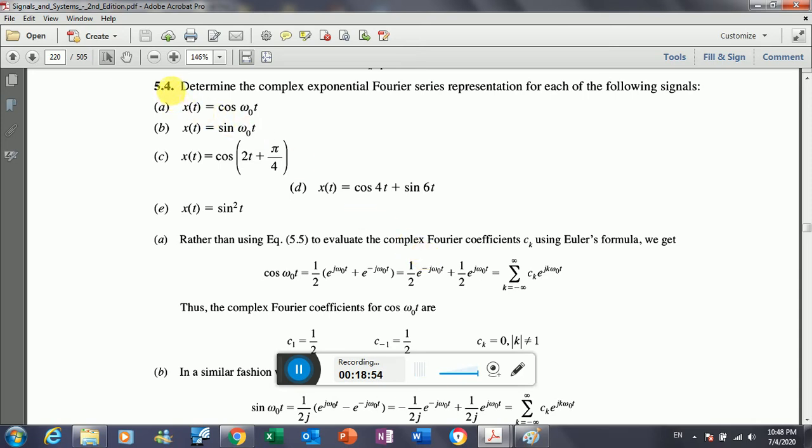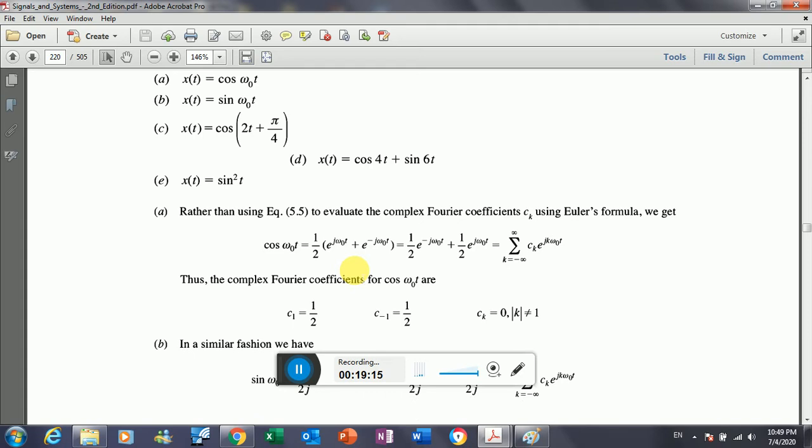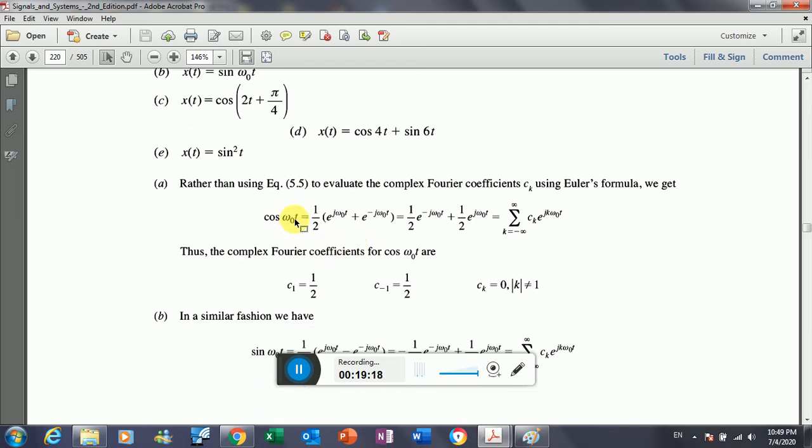So first example is, determine the complex exponential Fourier series representation of each of the following signals. The first signal is cos omega naught t. So cos omega naught t can be written as, this is a solution, using the identity, cos omega naught t can be written as 1 over 2 e raised to the power j omega naught t plus e raised to the power minus j omega naught t, right?